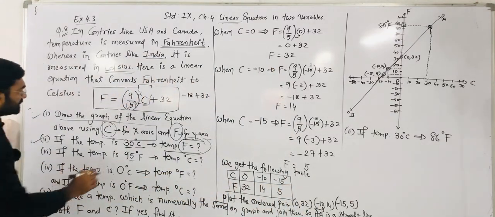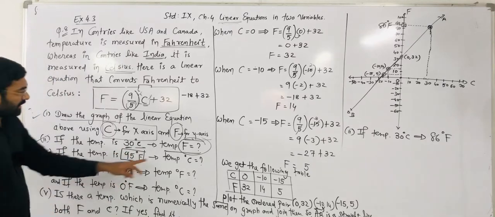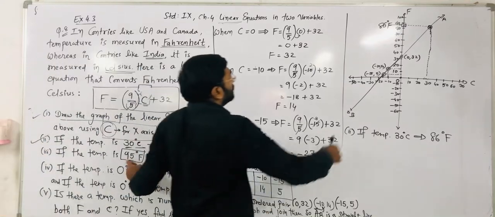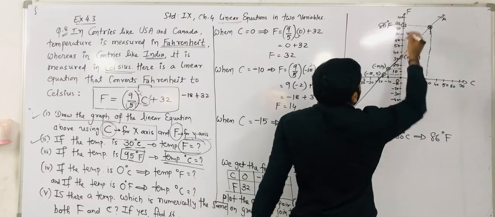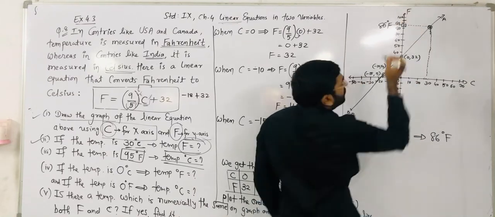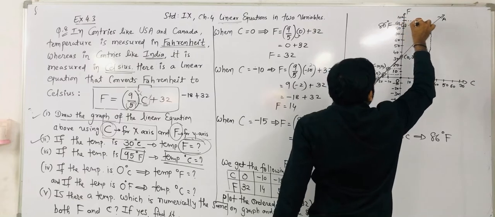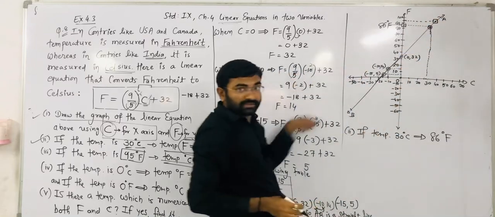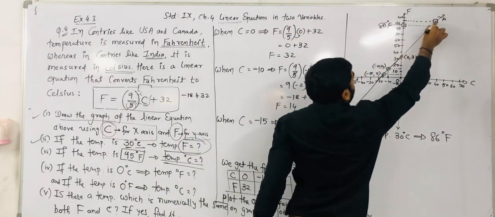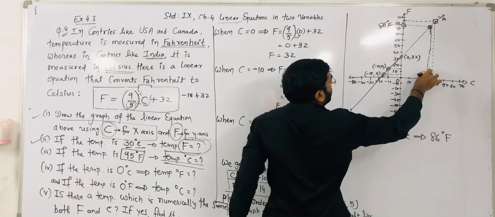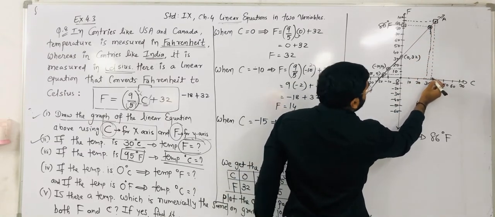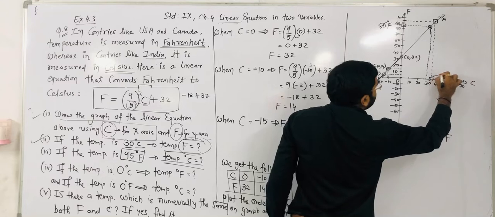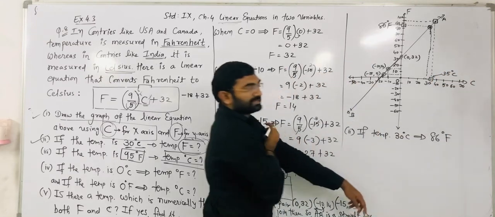Third question: if the temperature is 95 Fahrenheit, then what is the temperature in degrees Celsius? So 95 Fahrenheit, the 95 value in Fahrenheit comes here, right? In between 90 to 100. From that we have to draw one perpendicular line on our straight line graph, and whatever point you get, here we get the Celsius value, which is in between 30 to 40. So we can say this is 35 Celsius, right?